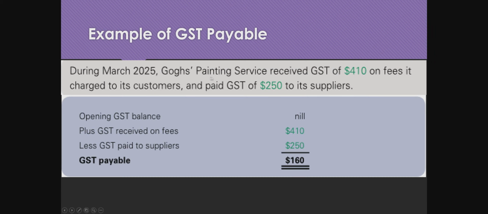During March, the painting service received 410 from painting fees that it charged its customers and paid GST of 250 to its suppliers. So what we do is we figure out our GST opening balance. In this case, we have none. How much was our GST liability from the fees we received? It's 410. Take away the GST that we paid ourselves, 250. The difference between the two, our GST liability, or how much GST we have to pay, will be $160.